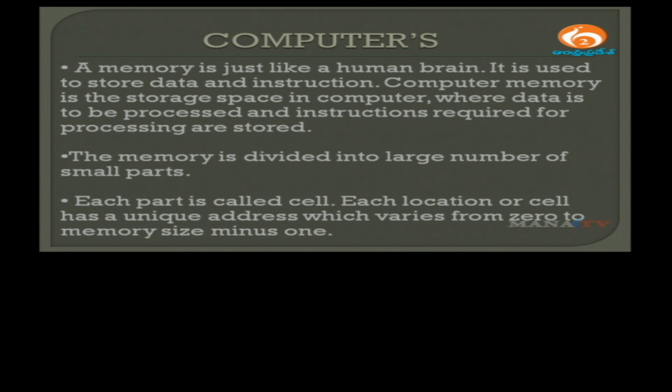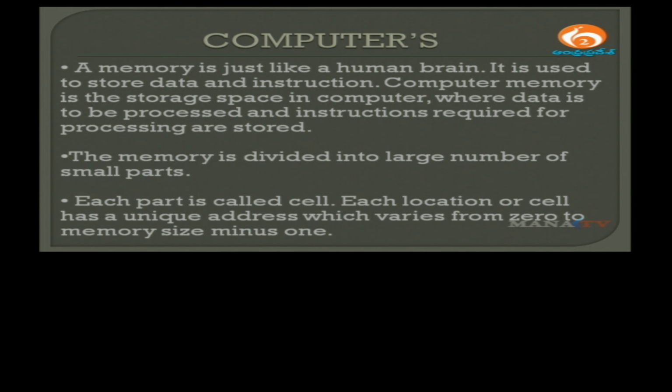A memory is just like a human brain. It is used to store data and instructions. Computer memory is the storage space in a computer where data to be processed and instructions required for processing are stored. The memory is divided into a large number of small parts. Each part is called a cell. Each location or cell has a unique address which varies from 0 to memory size minus 1.